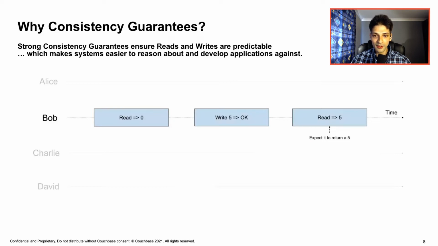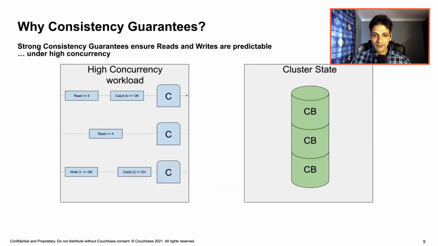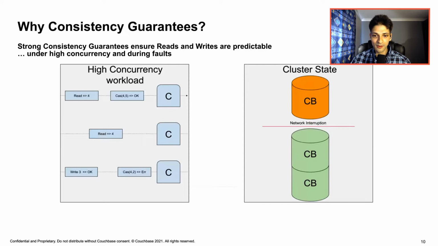In particular, under high concurrency workloads, illustrated on the left, and when faults are introduced into the distributed system, such as disk failures or network interruptions, illustrated on the right, we require a consistency guarantee, a contract between the developer and the database to ensure reads and writes are predictable. That's where Jepsen comes in. We make use of Jepsen testing to ensure that we are consistent, while faults are introduced into the system.